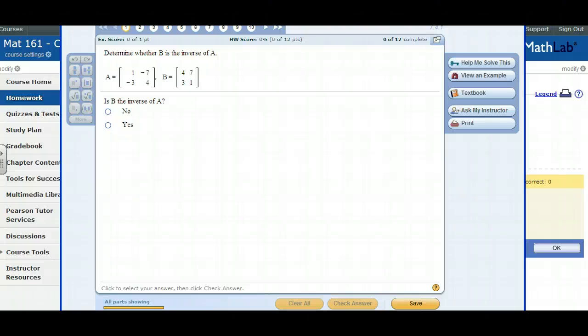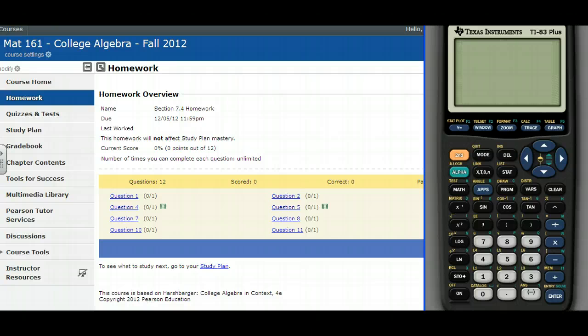This is your 7.4 homework. Again, I'm just going to show you how to do some of this stuff in your calculator rather than write out notes, just again due to timing of the left in this semester.